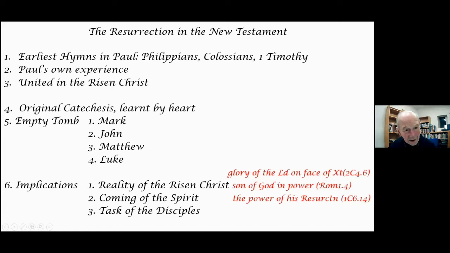There we are. So the earliest hymns in Paul, Philippians, Colossians, and 1 Timothy, and then we'll go on to Paul's own experience of the resurrection, or the risen, well, we'll see what it is. And then how all are united in the risen Christ in Paul's theology. That's principally Romans chapter 6. Then go back behind those to the original catechesis, learned by heart. Then we'll come on to the empty tomb stories, Mark, John, then Matthew and Luke. And finally, the implications of all this, as they are in the New Testament, how it comes together. So we start with the hymn in Philippians.